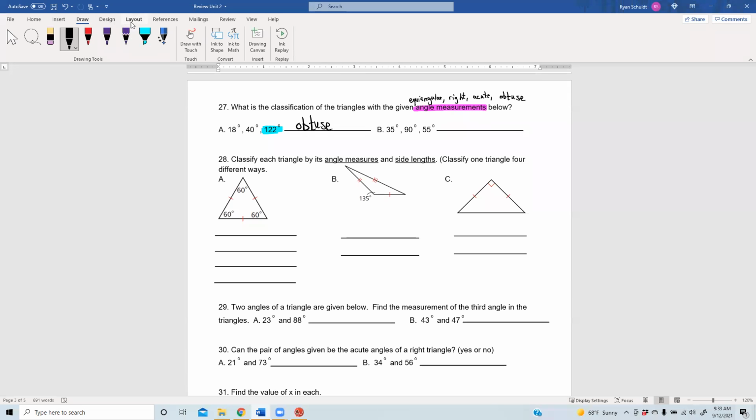35, 90, and 55. Anyone jump out at you? 90. That makes this a right triangle.